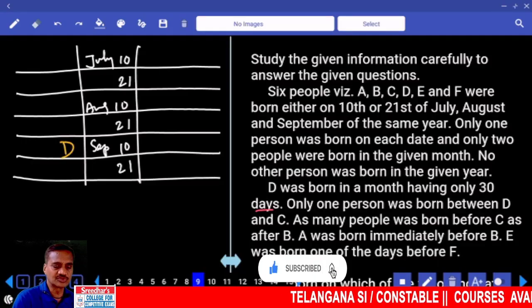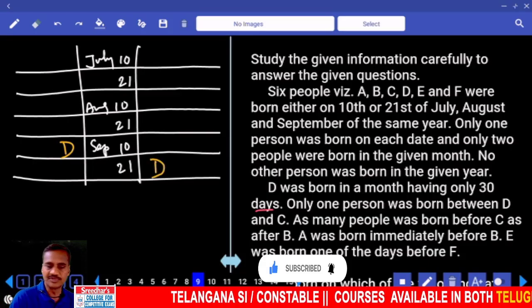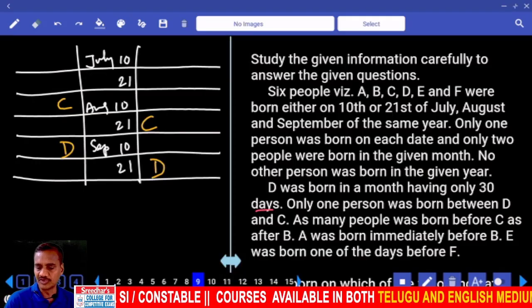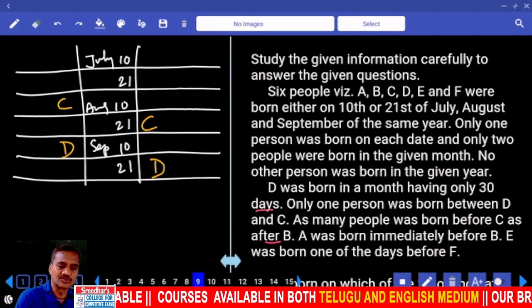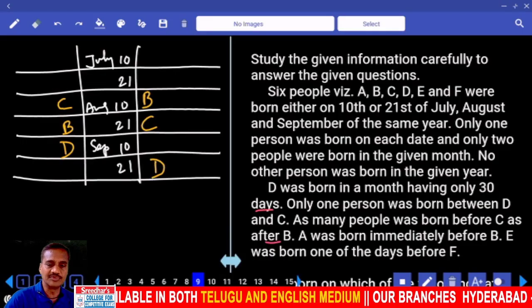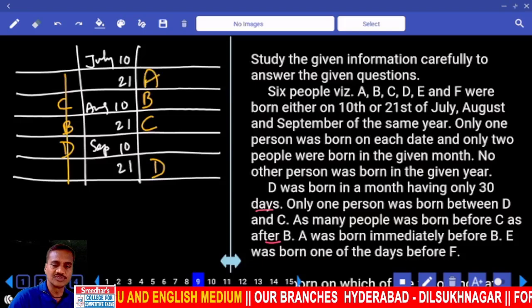Now how many possibilities do we have? 2 possibilities. D can be either on the 10th or the 21st. And there is one person between D and C. C is here. And as many before C as after B. Before C there are 2, so after B there must be 2. Before C there are 3, after B there are 3. A was born immediately before B. Now this case is ruled out.